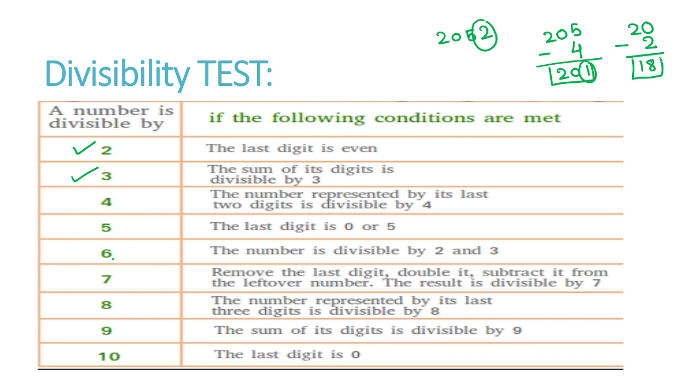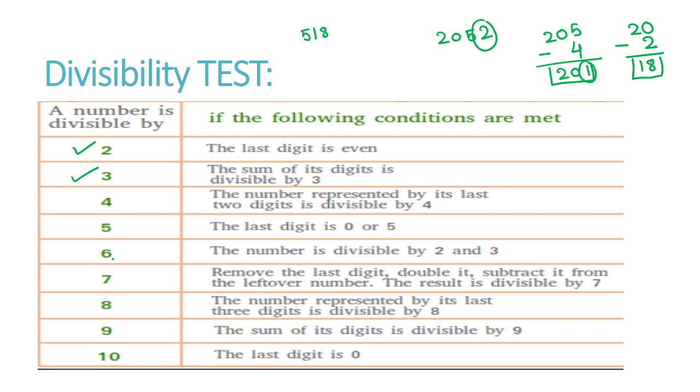Is 18 divisible by 7? Is this 18 divisible by 7? No, that means the entire number is not divisible by 7. If the chain goes on and at the end you get the answer as yes, then the original number was divisible by 7. For example, can you check whether this number 518 is divisible by 7 or not?